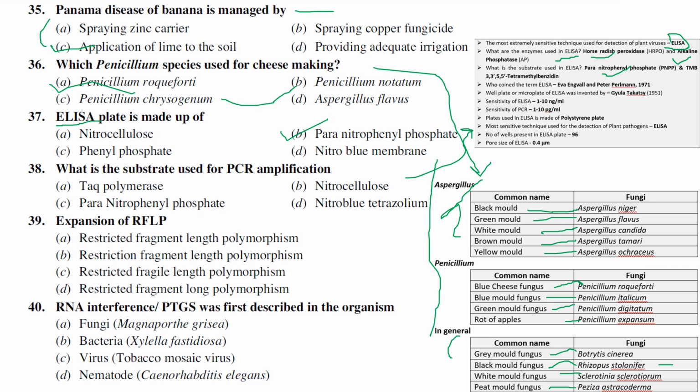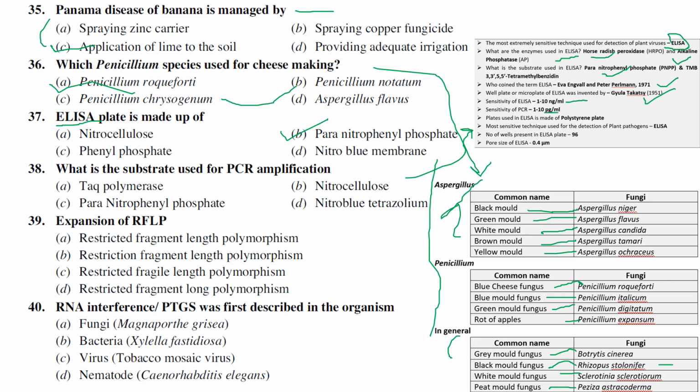Okay. Next one, who coined the term ELISA? The term ELISA was coined by Eva Engvall and Peter Perlmann in 1971. Who made the ELISA plate? The ELISA plate was actually made by Guy Takashi in 1951. Sensitivity of ELISA is 1 to 10 nanogram. Sensitivity of PCR is 1 to 10 picogram. PCR, like that you can remember.